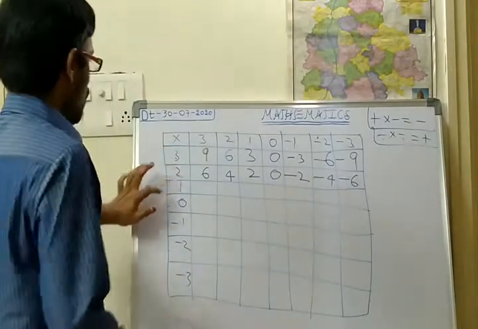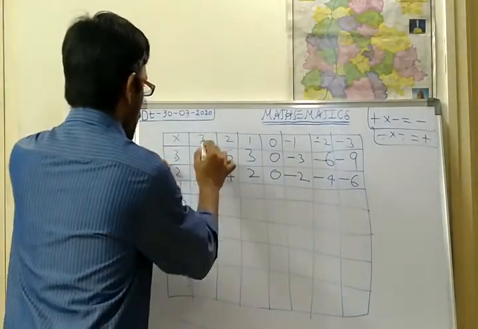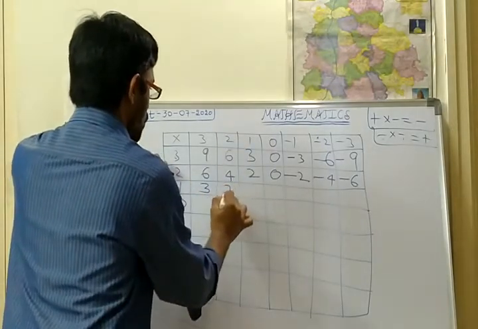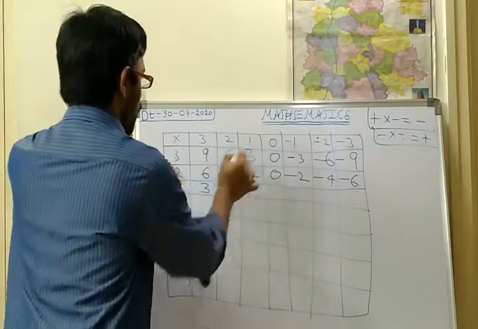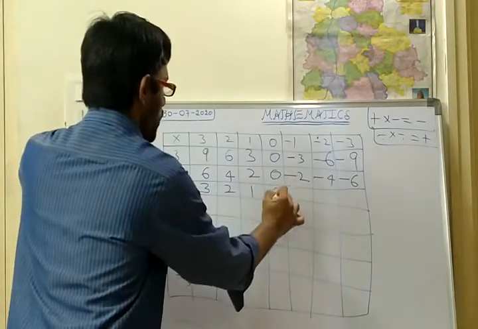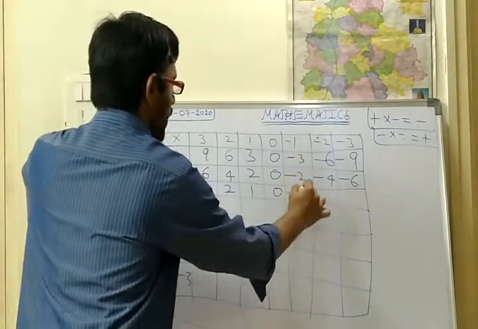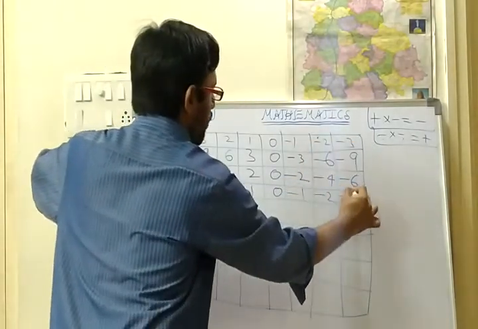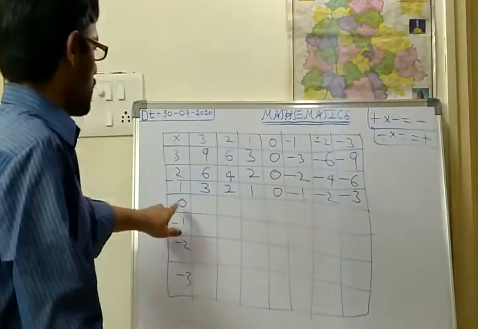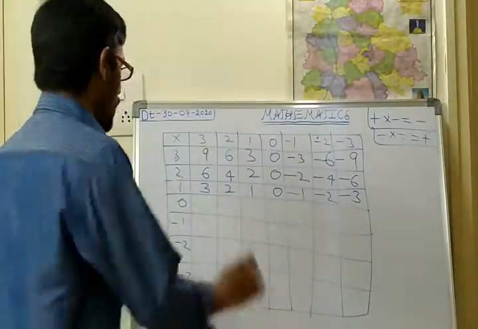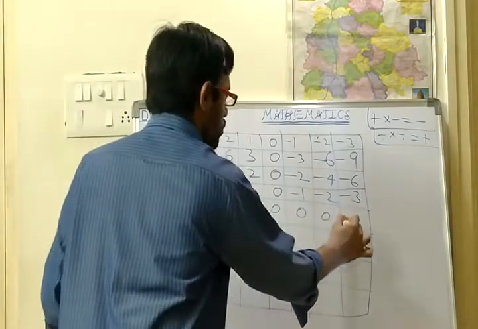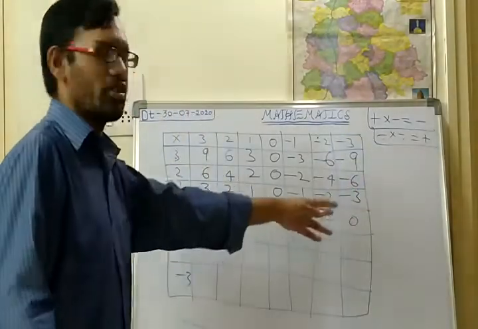Next 1 is there. So 1 into 3 is 3. 1 into 2, 2. Next 1 into 1, 1. 1 into 0, 0. 1 into minus 1, minus 1. 1 into minus 2, minus 2. 1 into minus 3, minus 3. 0 into something will give zeros only. All the results will be 0 only.